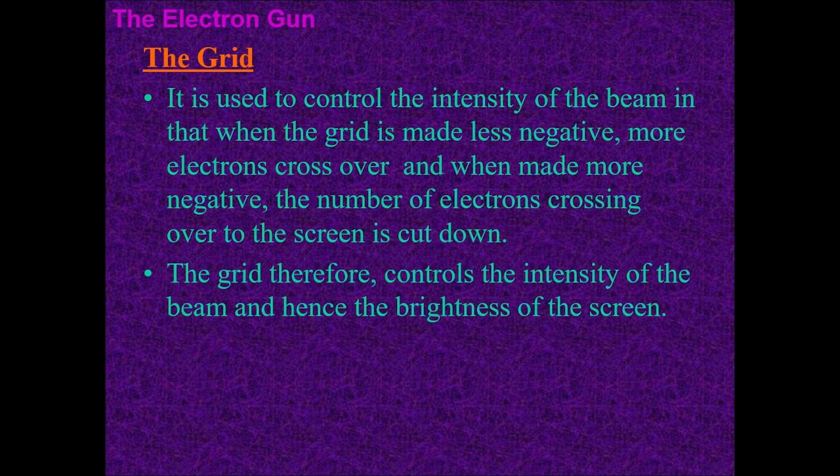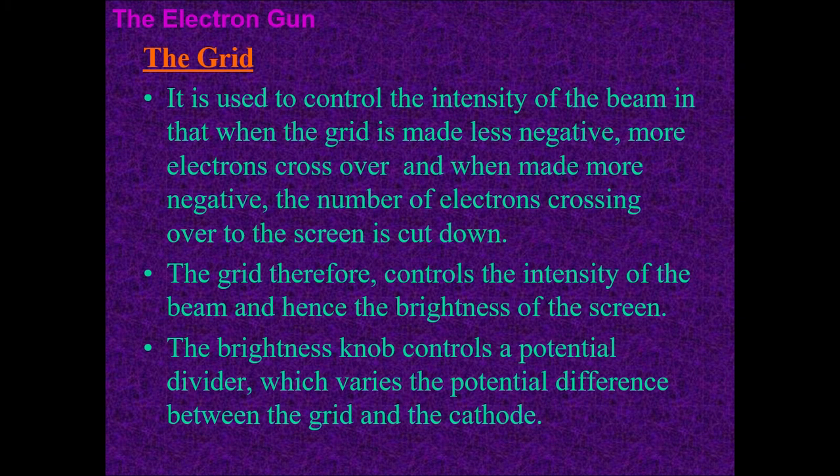Now, what is observed on the screen? Notice that the property of cathode rays is that they cause fluorescence. And that fluorescence is what is observed on the screen. So the higher the number of electrons flowing, the brighter the image formed on the screen is. So the grid therefore controls the intensity of the beam and hence the brightness of the screen. So the brightness knob controls a potential divider, which varies the potential difference between the grid and the cathode.